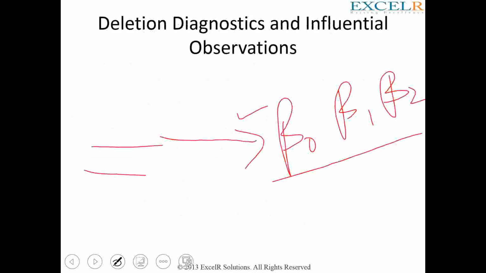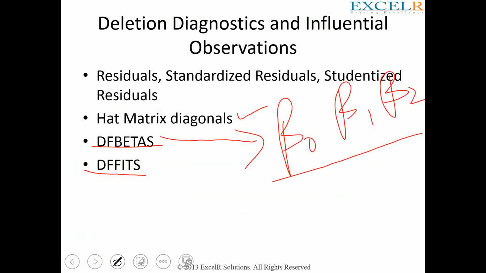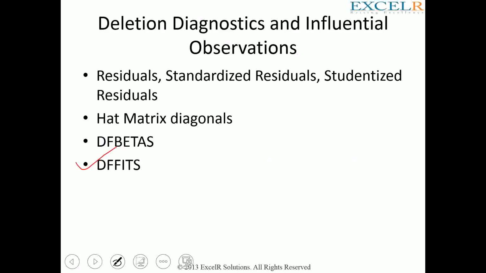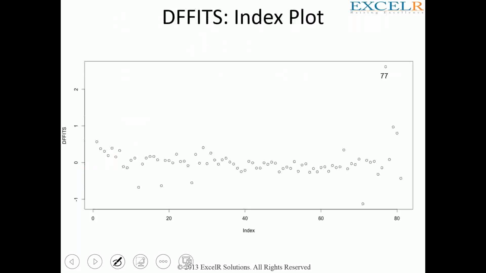That is called DFBETAS, and you have DFFITS. What do you mean by fit? It's a difference in fits. Fits is nothing but your fit model, your predictors basically. And then Cook's distance, we are going to spend some time around that, so don't worry at this point of time. There you go, so you have DFFITS, difference in fits.